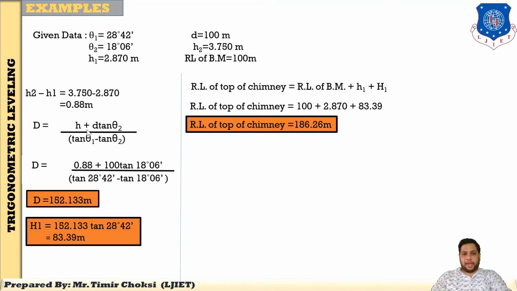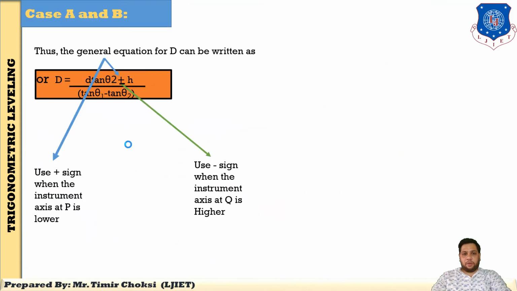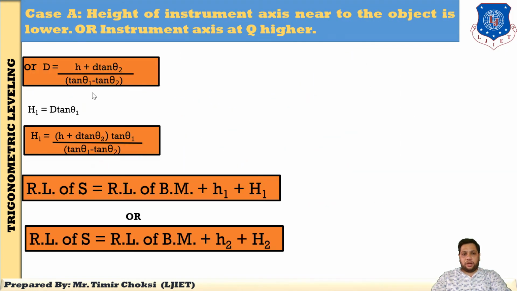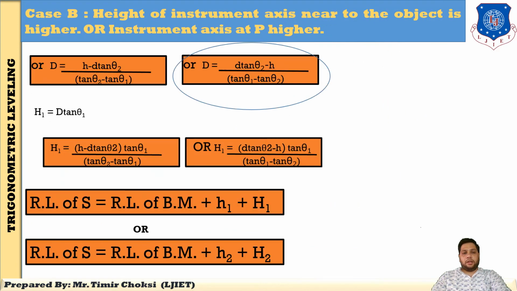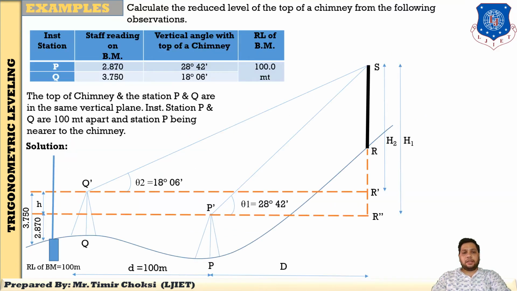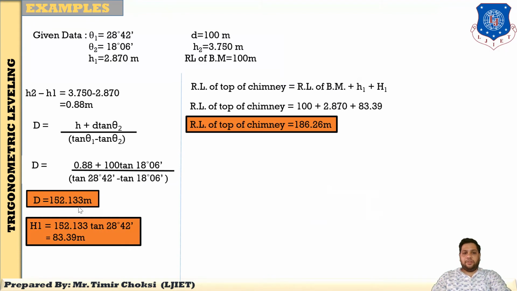So you know the formula: D equals h plus d tan theta 2 divided by tan theta 1 minus tan theta 2. Why have I taken this particular formula? Because here this is case number A, and the case A formula is h plus d tan theta 2 divided by tan theta 1 minus tan theta 2. So you put the values in the formula of capital D and get capital D as 152.133 meters. Now, easy, you have to find H1.